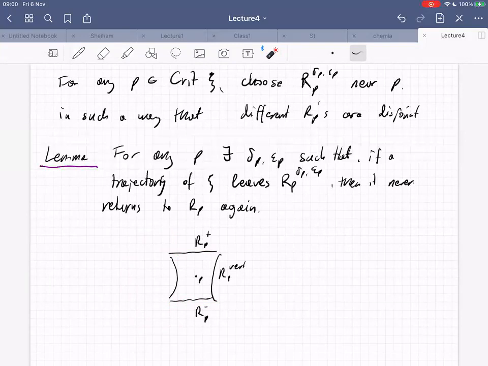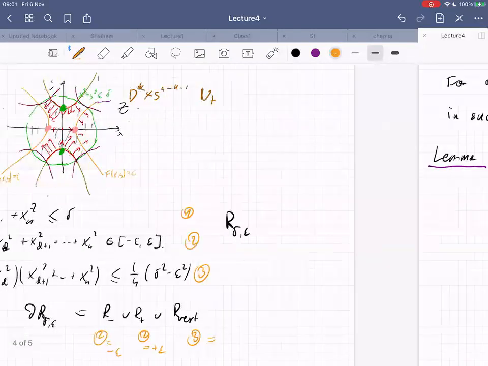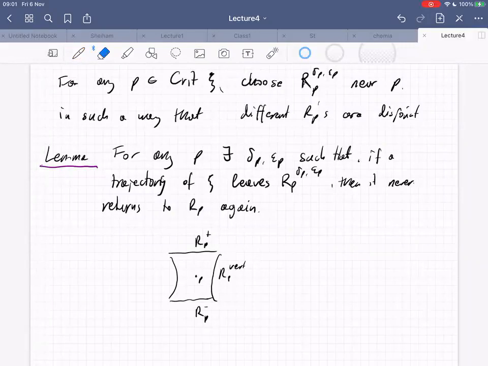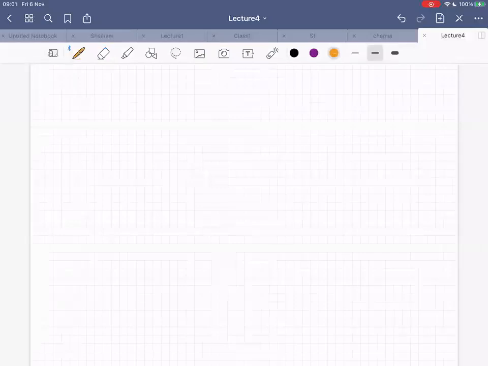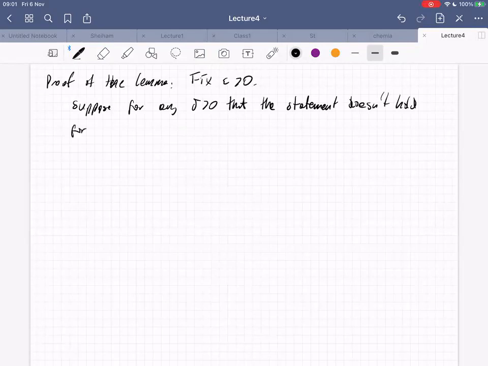How do we do that? Well, come back to that picture. Proof of the lemma. Fix epsilon greater than 0. Suppose, towards contradiction, that the statement doesn't hold for delta. What does it mean?